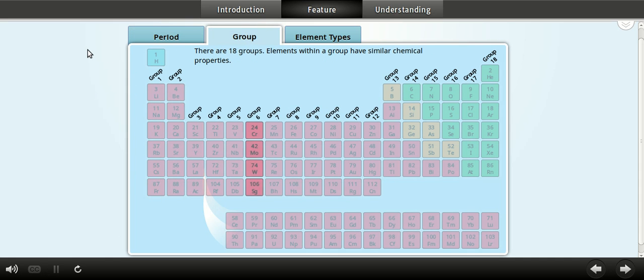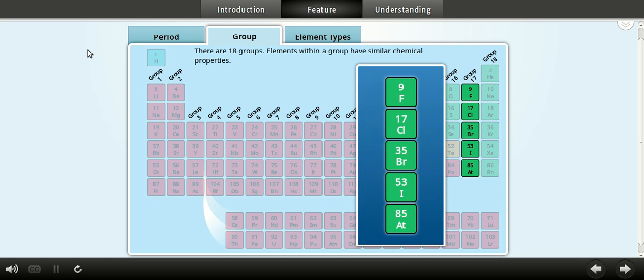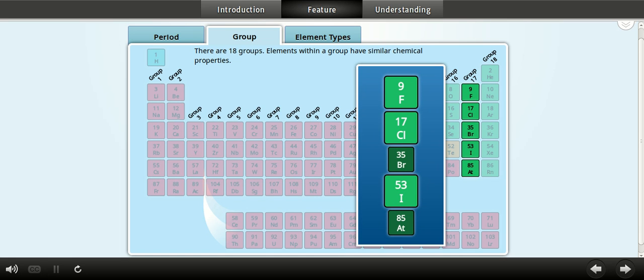There are 18 groups in the periodic table. The elements in a group share similar properties. For example, the group 17 elements, such as fluorine, chlorine, and iodine, are all very reactive. Elements in group 17 are called halogens.